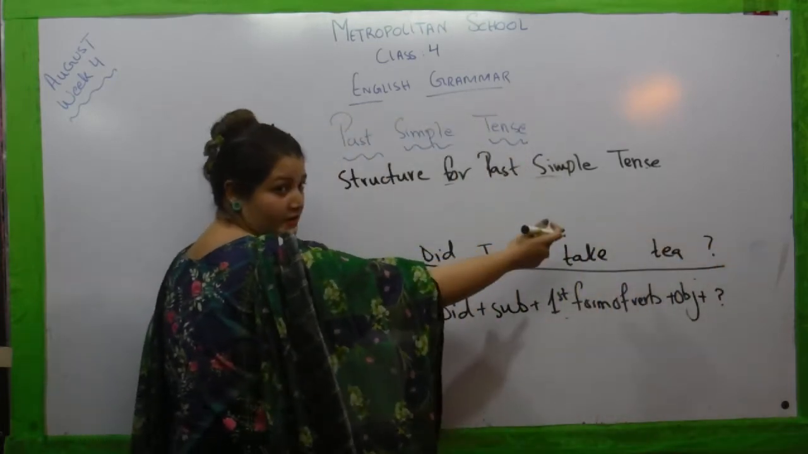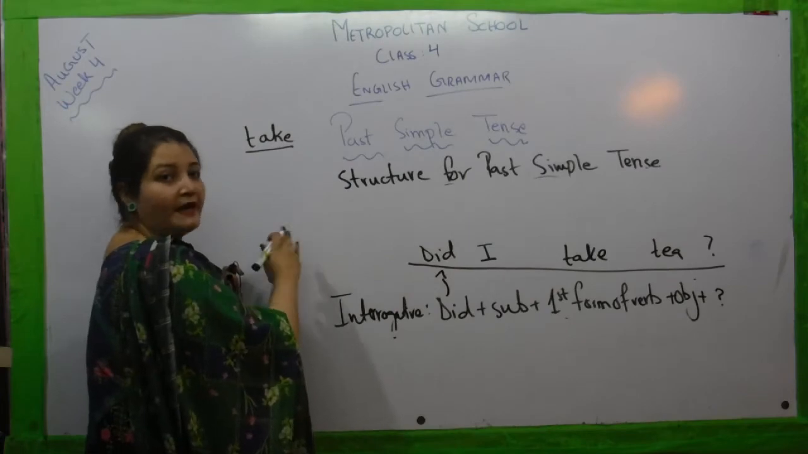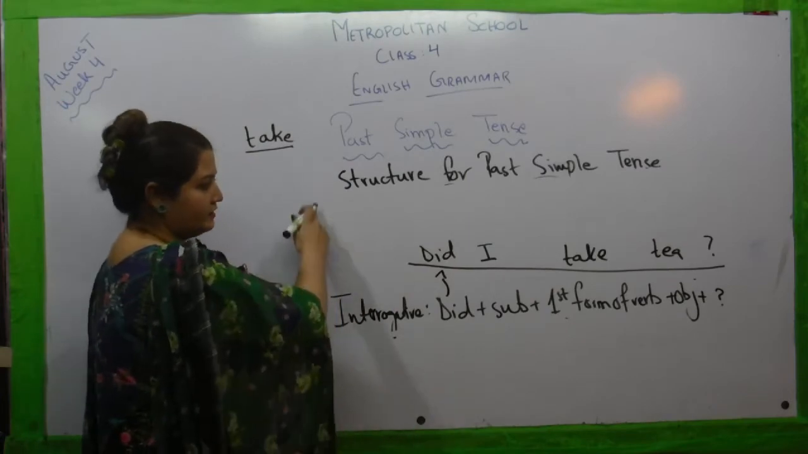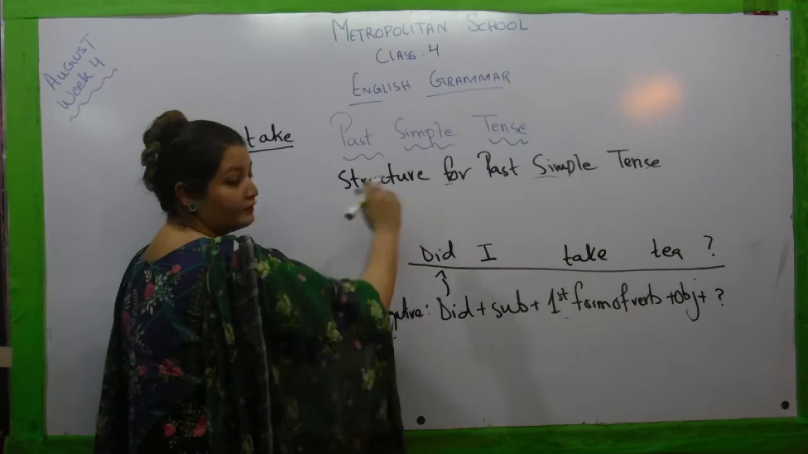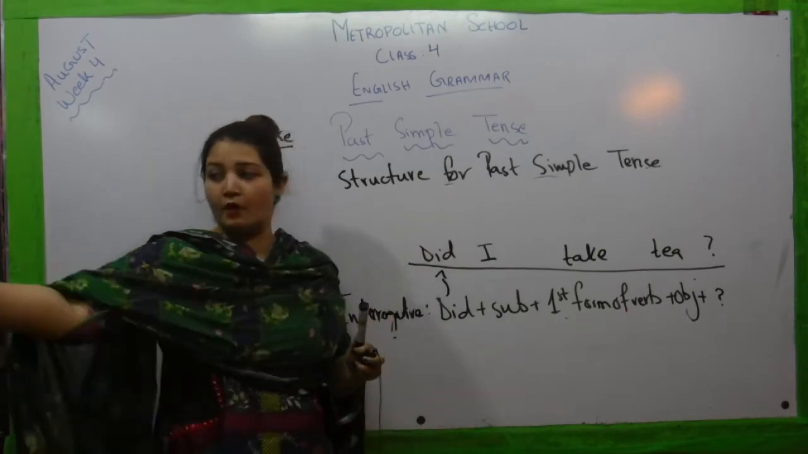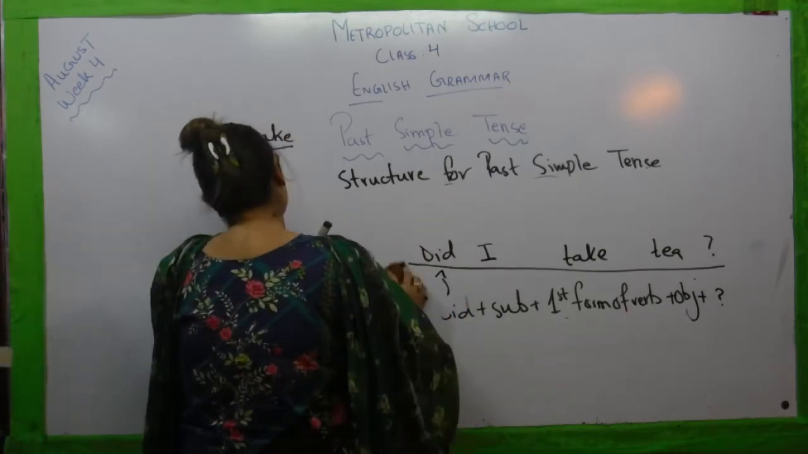Did I take tea? I took tea. I did not take tea. Did I take tea? These three sentences are for the past simple tense. It's all about the structure and the table.